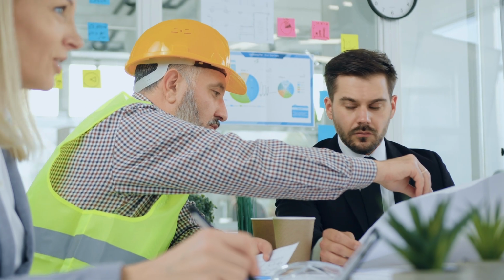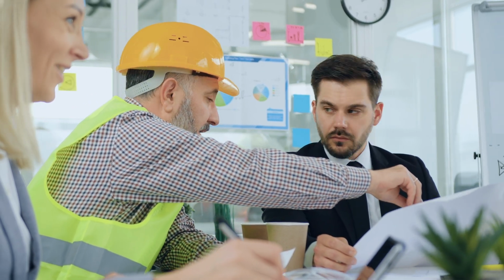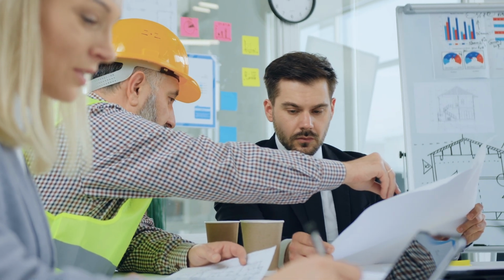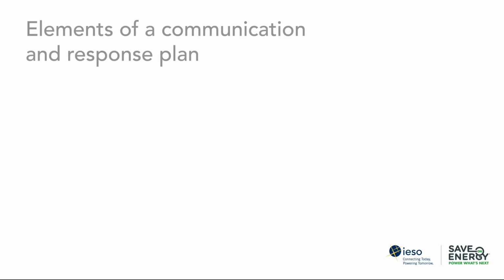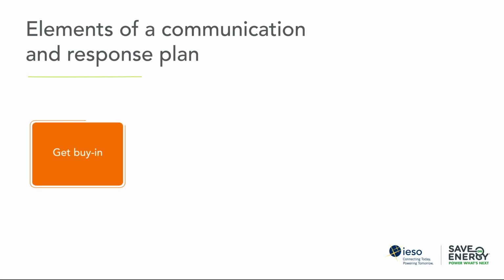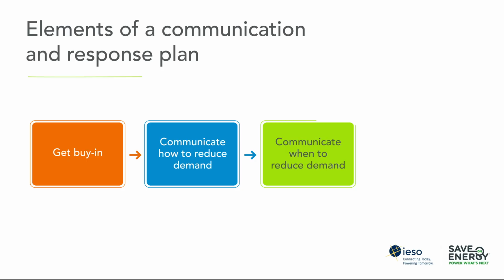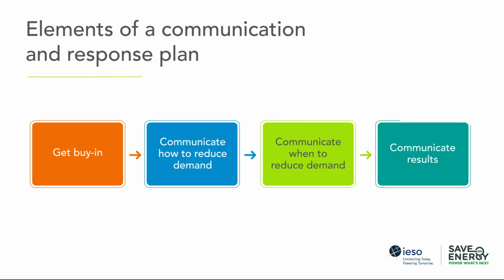This requires planning to ensure that the people responsible for or affected by demand response strategies understand why they need to make changes, what exactly they need to do, and when they need to do it. For your plan to be successful, you need to consider the following 4 components. First, get buy-in from all key stakeholders. Then, determine the most appropriate way to communicate how and when to reduce demand. Finally, develop a method to communicate the results of demand reduction to reinforce the benefits of the demand management process and ensure a cycle of continuous improvement.